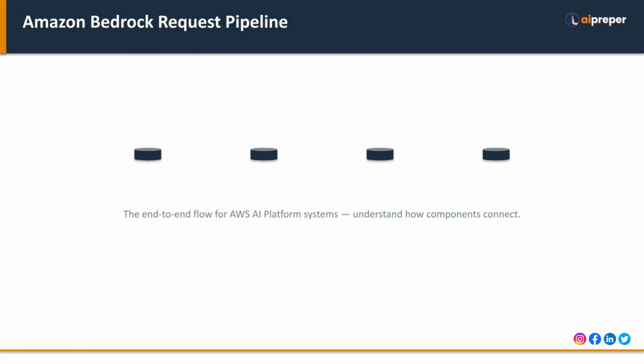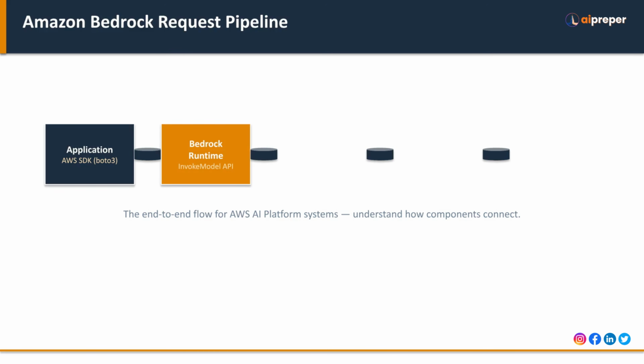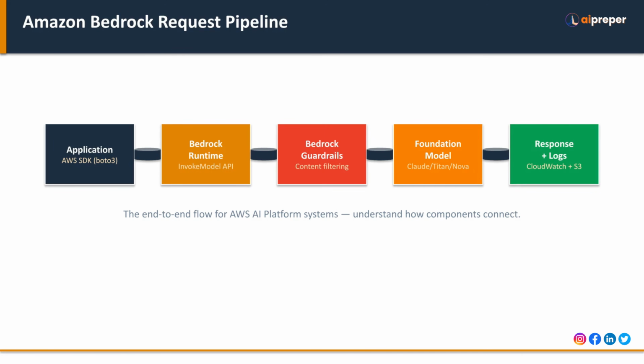Let's review the Amazon Bedrock request pipeline. The application initiates the request using the AWS SDK, which hits the Bedrock runtime. This is followed by Bedrock Guardrails for content filtering, before reaching the foundation model like Claude, Titan, or Nova. The response is then returned and logged in services like CloudWatch and S3.